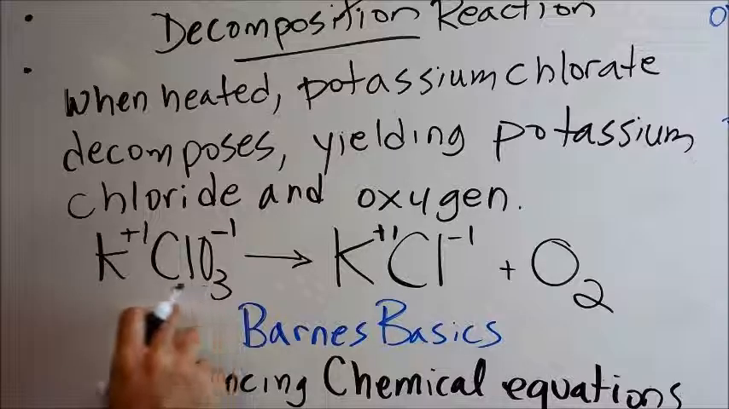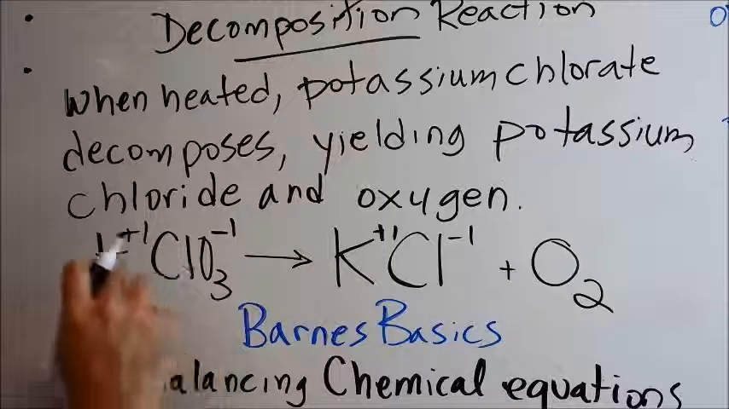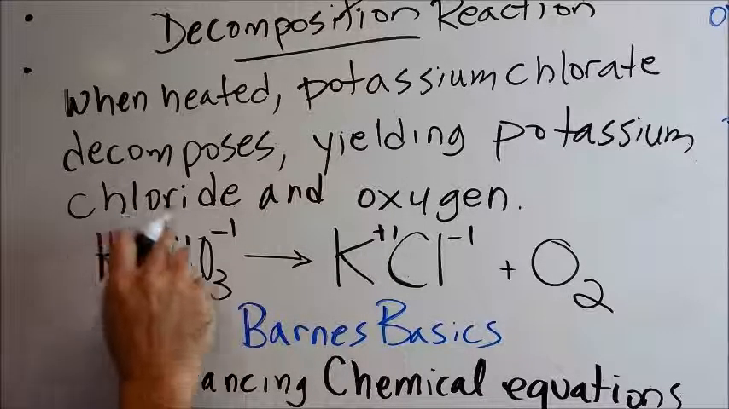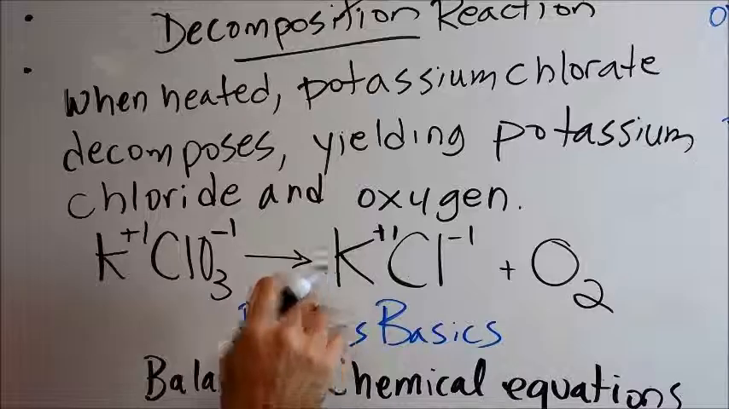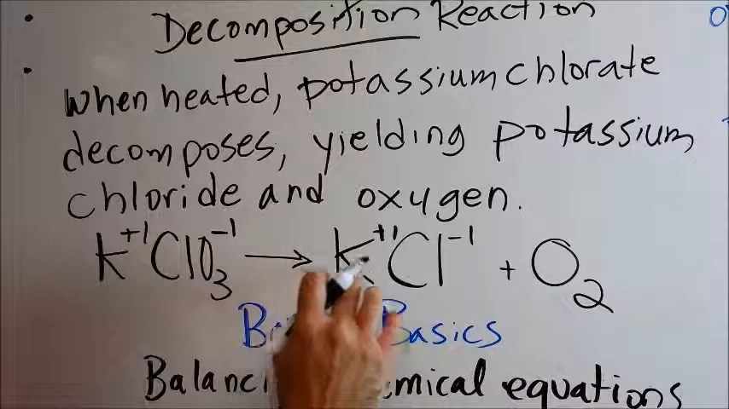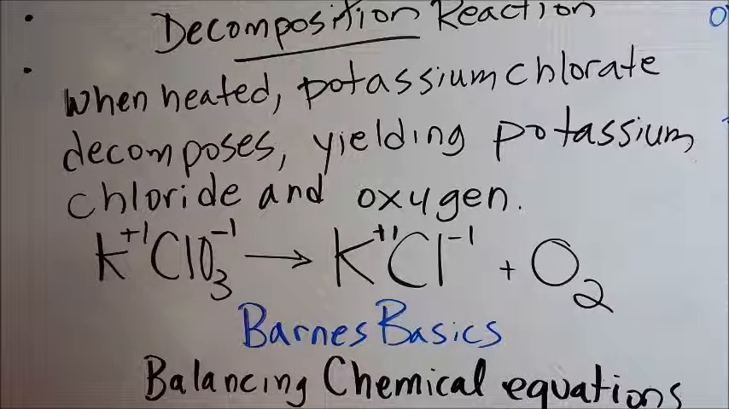Chlorate is a polyatomic ion, so it stays together. The potassium is +1 and the chlorate's -1. So these balance. We're fine here. There's nothing more to do with that compound. Potassium and chlorine balance. That is neutral. So we're good to go there.